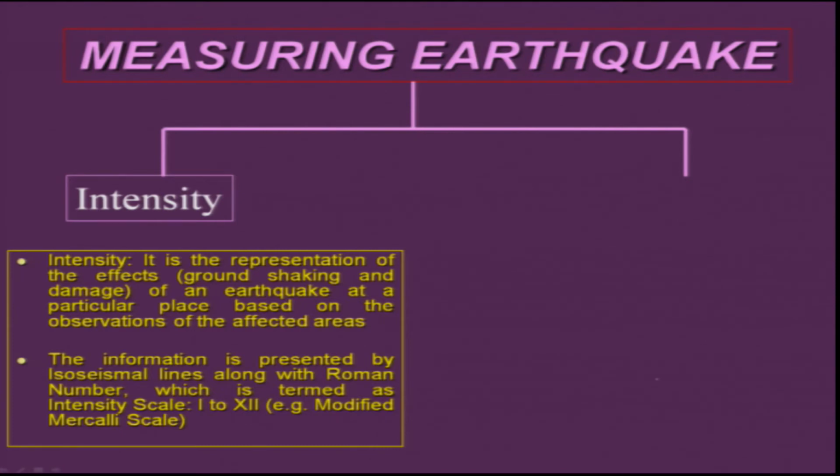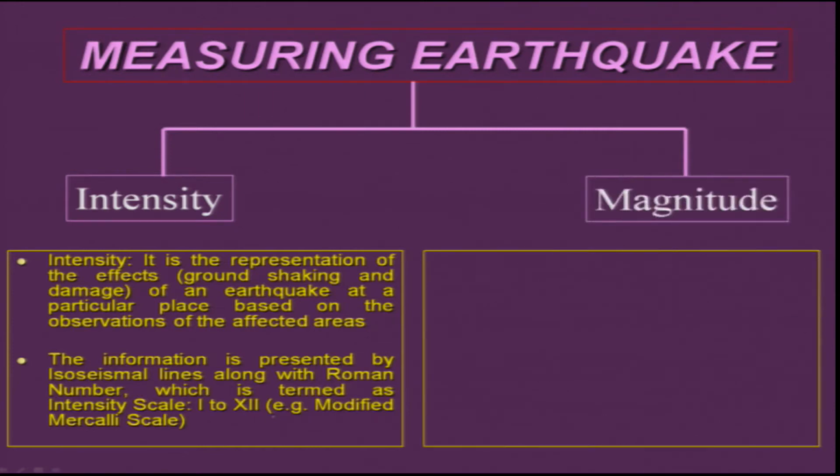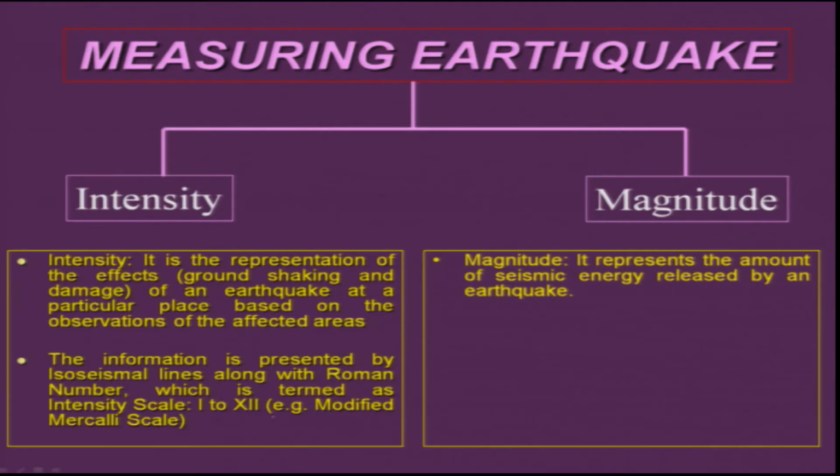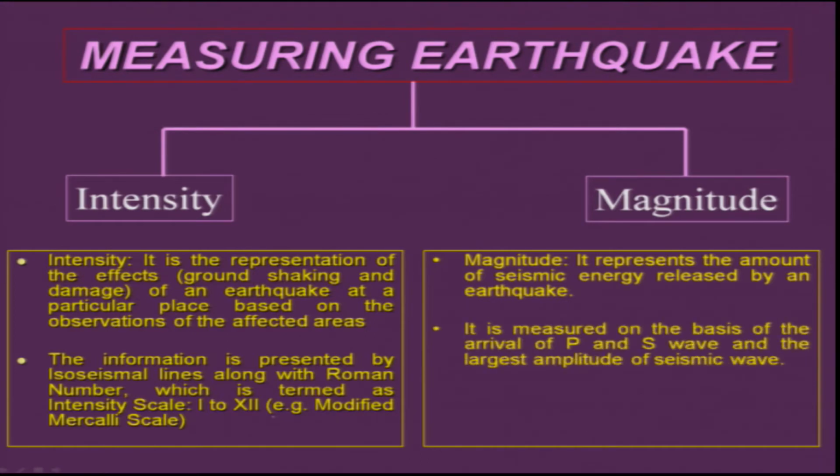They are represented mainly in the form of an intensity scale in Roman numerals, from 1 to 12. This is one of the scales, known as the Modified Mercalli scale, or MMS scale. Here everything is based on the effects, the pattern and nature of damage and all that, whereas the magnitude is the representation of the amount of seismic energy released during an earthquake.